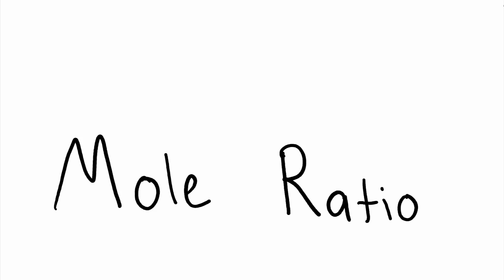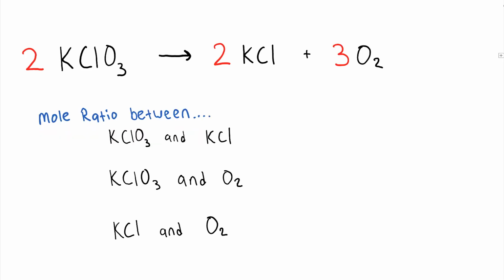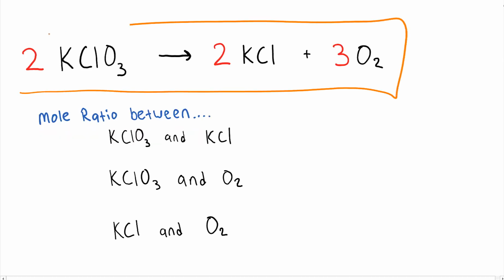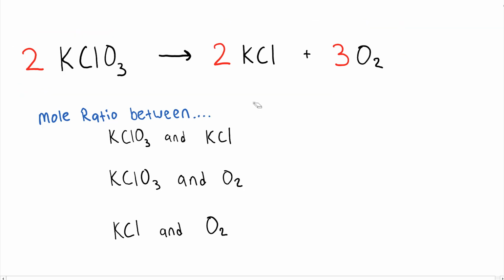The way to figure out the mole ratio is pretty simple. You look at the recipe. Now this right here is a recipe. It's what to do if you want to start with KClO3, which is potassium chlorate, and you want to make potassium chloride and oxygen gas.